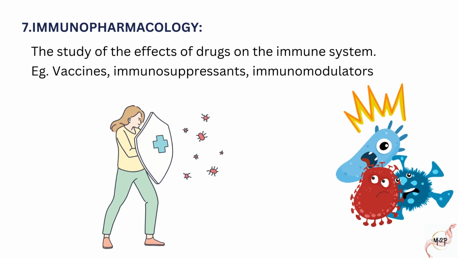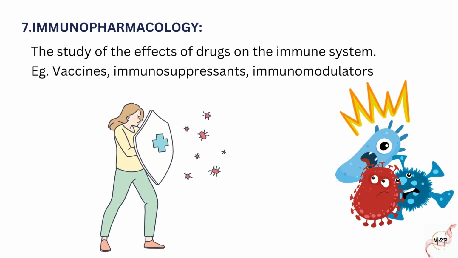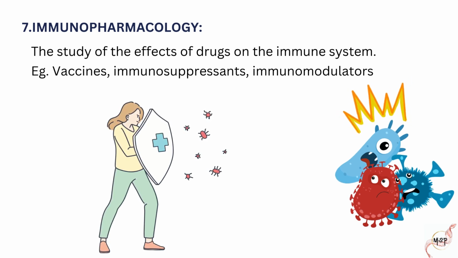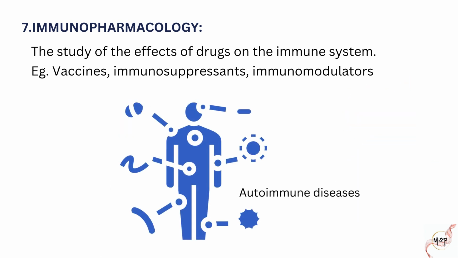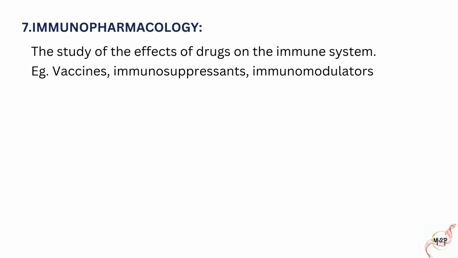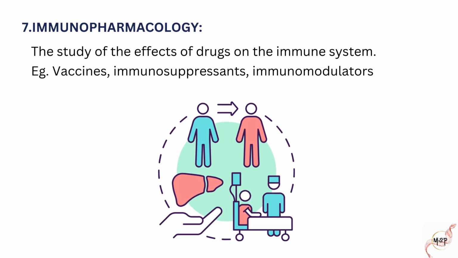However, immunopharmacology isn't just about stimulating the immune system, it also involves suppressing it. Immunosuppressant drugs are used to treat autoimmune diseases where the immune system mistakenly attacks the body's own tissues. These drugs are also crucial in organ transplantation to prevent rejection of the donated organ.